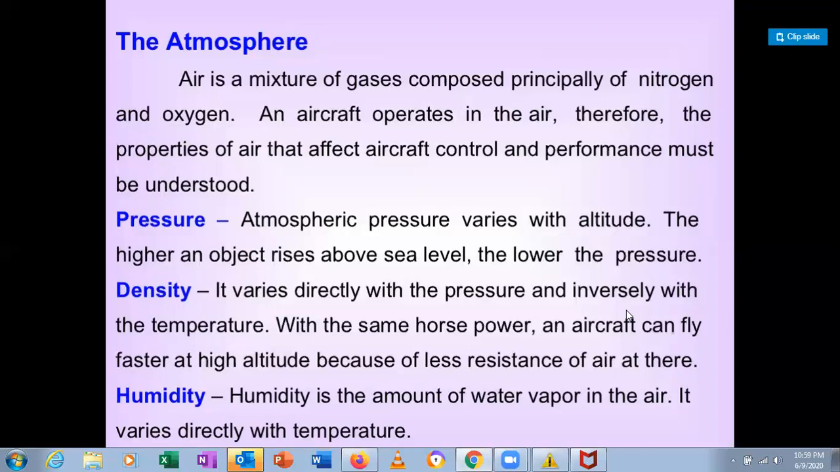Humidity is the amount of water vapor in the air. It varies directly with the temperature. If temperature is more, the humidity also varies accordingly.